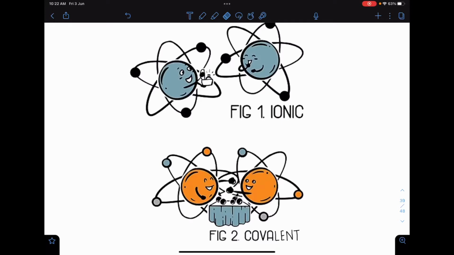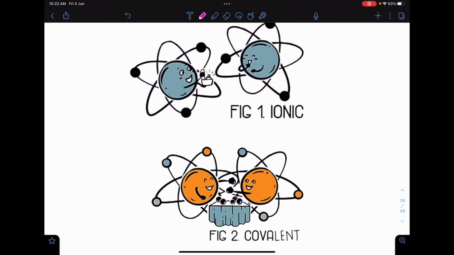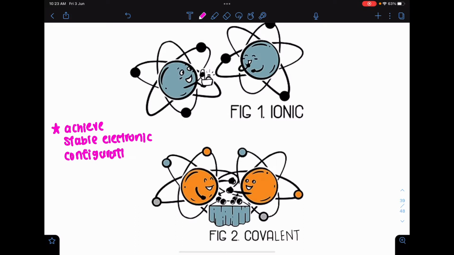Let's recap ionic and covalent bonding using these two very cute cartoons. But before that, let's do a recap. So it's good to recall why the atoms or the elements even want to go through bonding. Remember, the greatest goal of all is that these atoms want to achieve the stable electronic configuration. What does that mean? That means that on its valence electron shell, the outermost electron shell, they want to have it entirely filled, right? They want to have a completely filled valence electron shell.